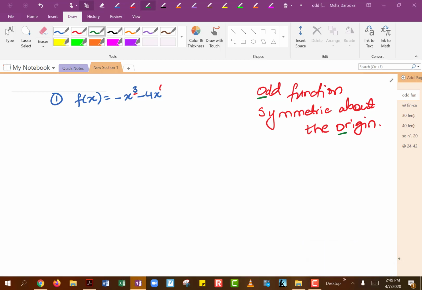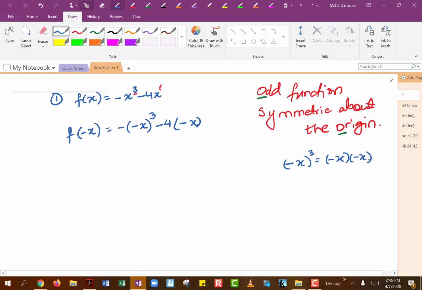Okay, the other way that you can identify if you have an odd function or not is by taking your function and replacing your x with negative x. So you will have negative, and then instead of x, we're going to write negative x to the third power minus 4 times, and again, instead of x, replace that with negative x. Now here, for the first part, negative x to the third power is basically multiplying negative x into itself 3 times, right?